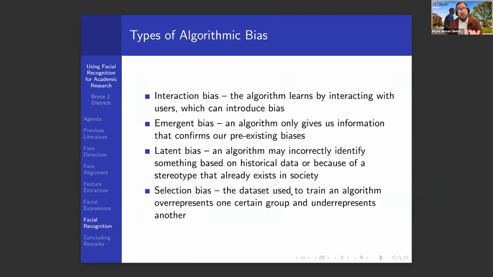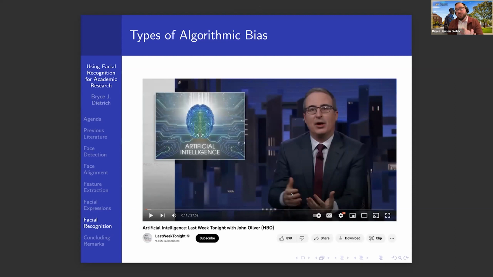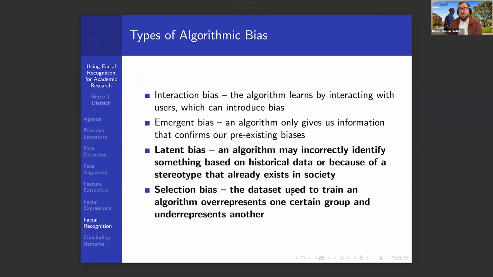If you want a discussion of all of these types of biases, John Oliver, and this is actually on YouTube, a couple of weeks ago had a whole episode on artificial intelligence where he does a very good job of talking about each of these types of biases and provides examples of them. And so that's definitely a good resource. When it comes to facial recognition, the two things that we're most concerned about are latent and selection bias.